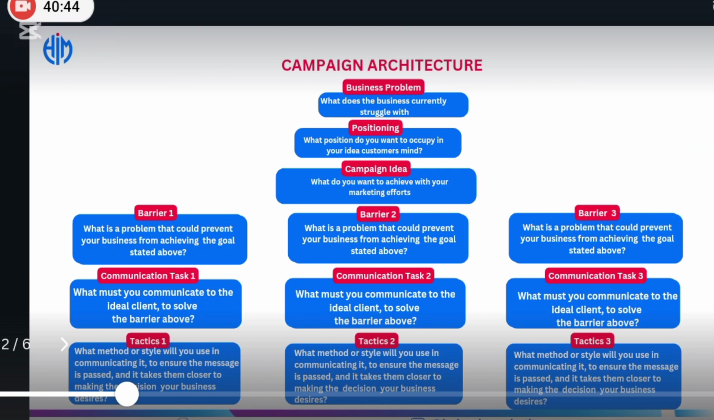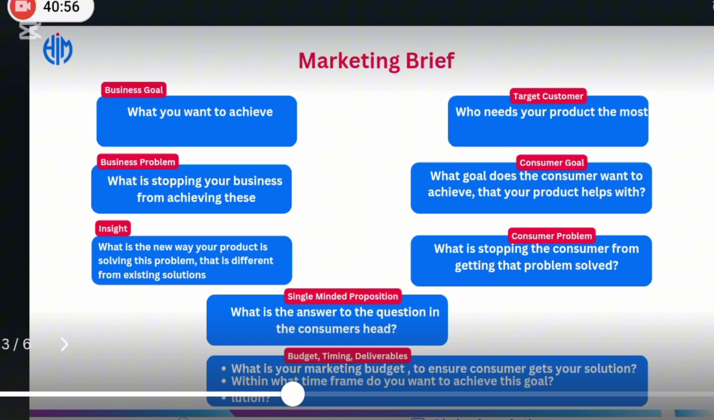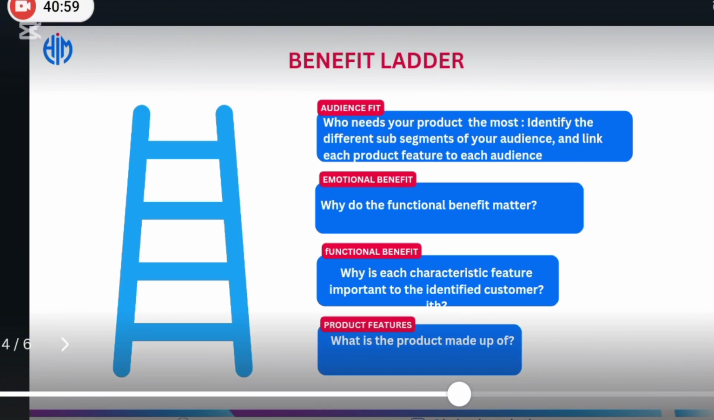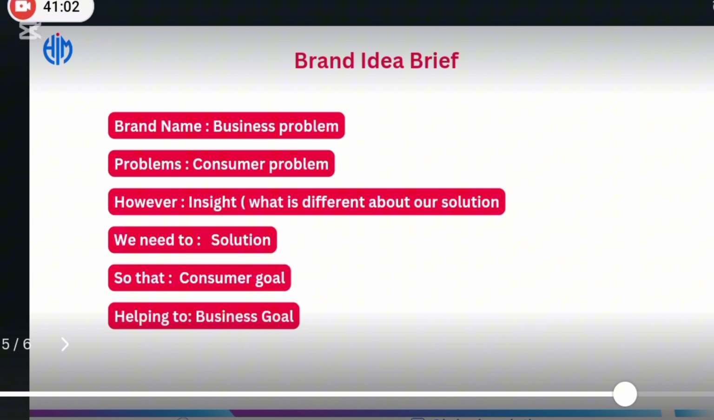So your assignment now is you're going to select one business. Either a business you want to do for yourself or a business you want to manage social media for. Number one, you're going to create a campaign architecture. Number two, you're going to create a marketing brief. Number three, you're going to create the benefits ladder. And then at the end, you're going to create a brand idea brief. You're going to submit 4 different documents before the next session.